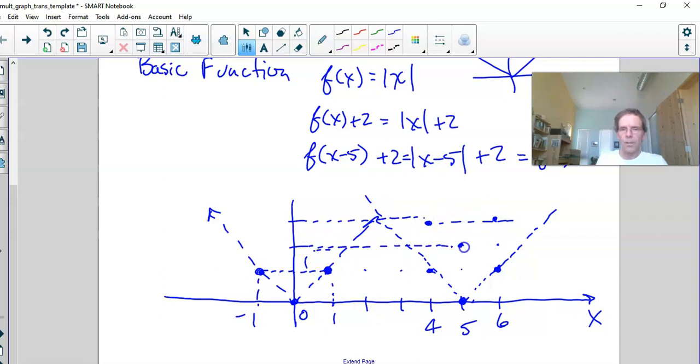It's a little messy, sorry. And then I can graph it through those points like that. So what did we do? We moved to the right. I'll label this by 5. And then we moved up by 2. So this is g of x right here.